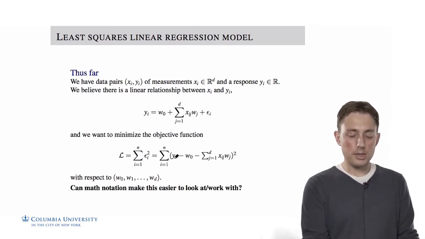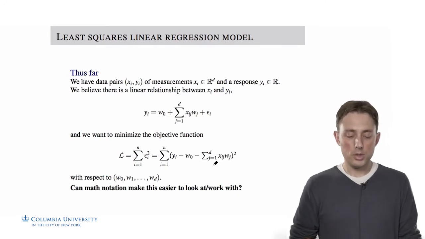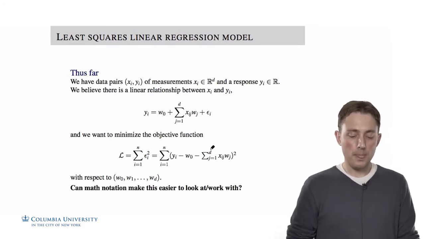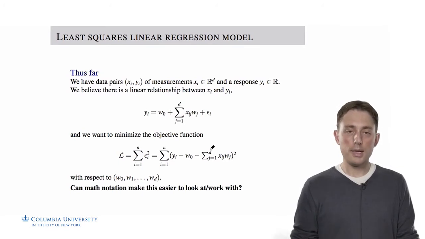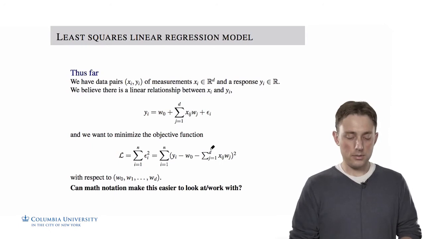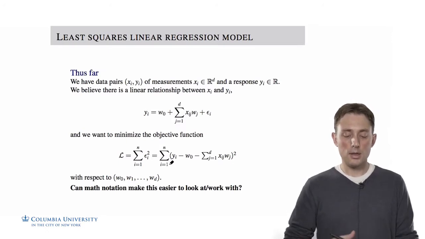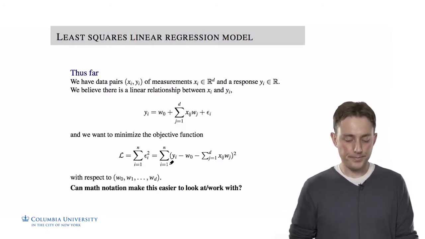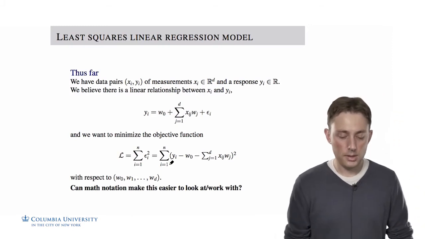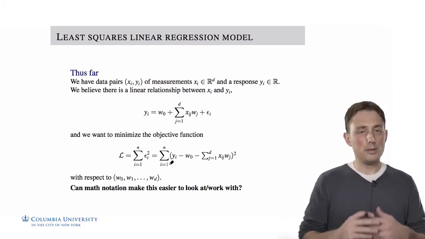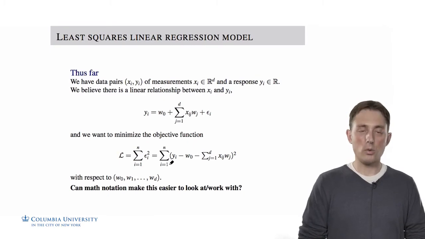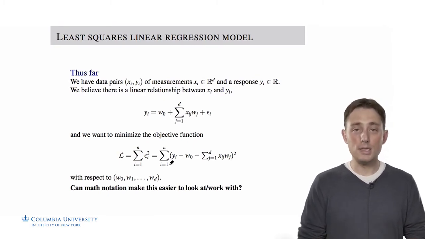And of course, that's simply taking the output and subtracting our regression function, which in this case is equal to this. So that's our error. We square that value and then sum up those errors, and that's our objective function. So this is what we're trying to minimize. This sum is what we're trying to minimize in w0, w1 through wd. So before we do this, let's ask whether we can use some nicer math notation in order to represent this in a way that's easier to work with.